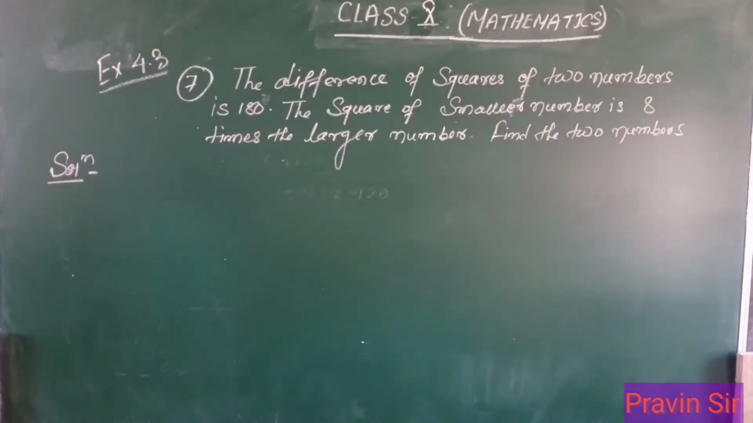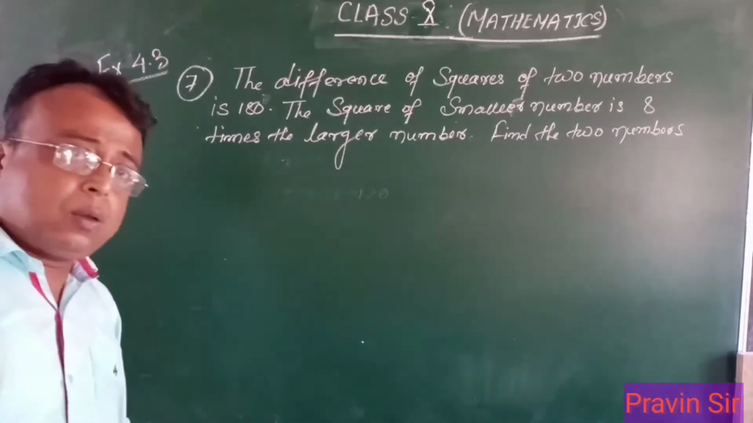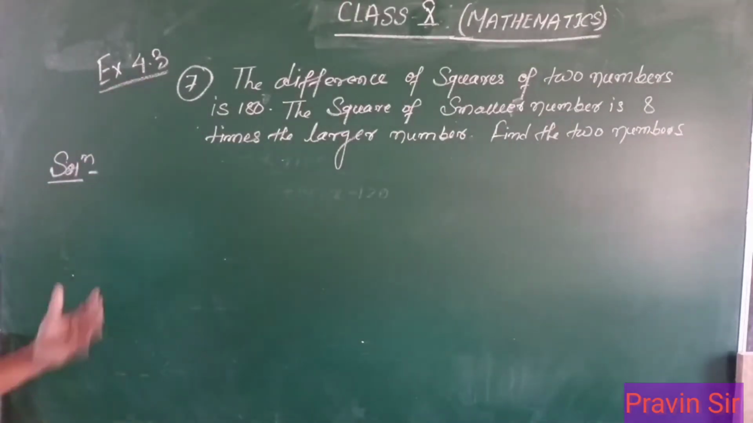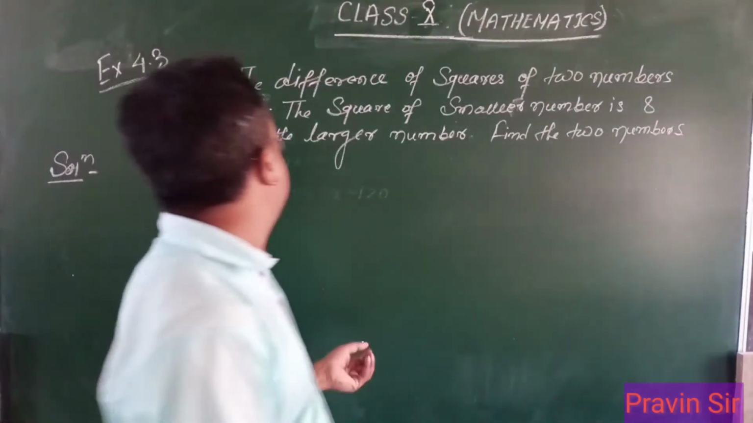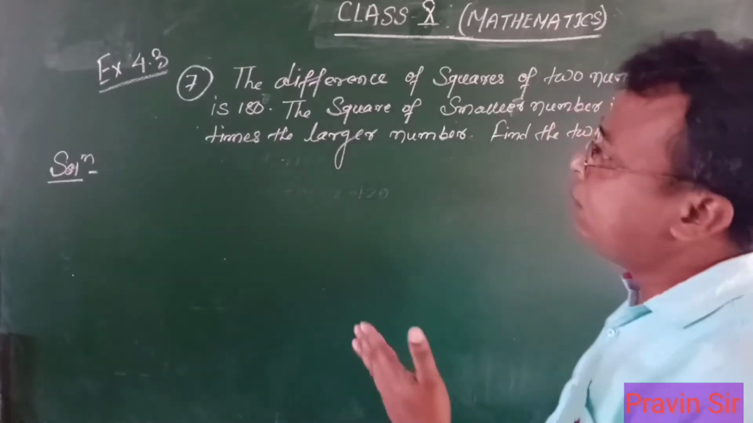Okay, so now let us do question number 7 of exercise 4.3, some word problems. Up to question number 6 we did in our last class. So today we will see the remaining question.